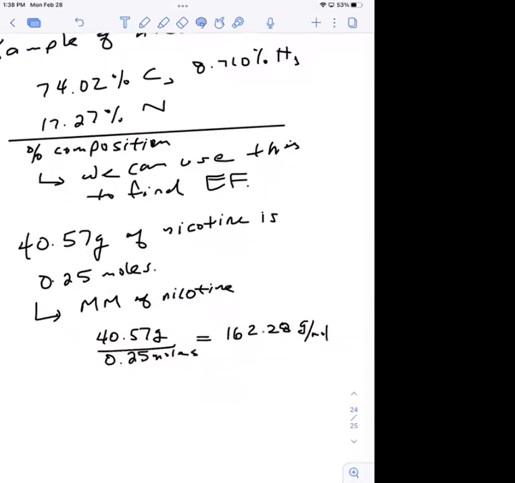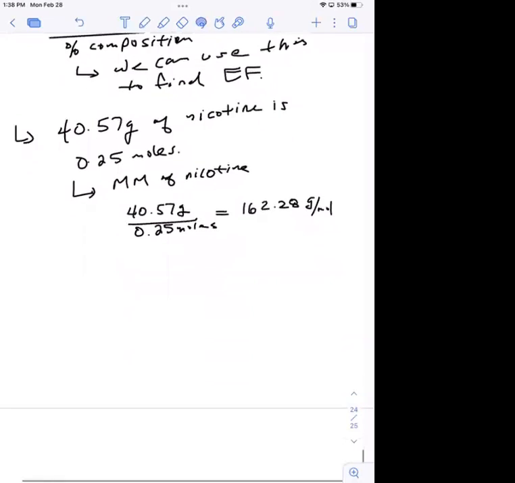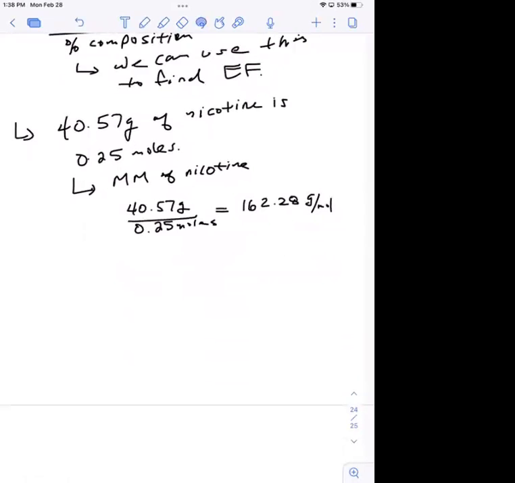All right. So we got a lot of information. Let's hold on to that molecular weight or molar mass, because we're going to need that later. But the first thing we need to do is to find the empirical formula. That's the first thing that we're going to do here.